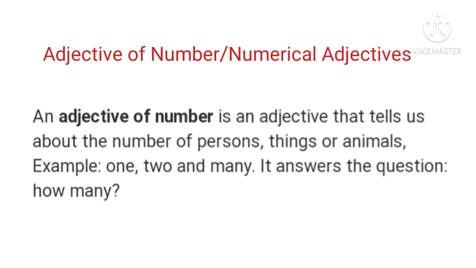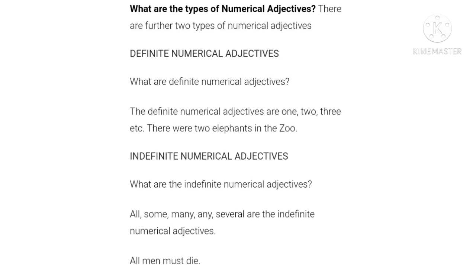Friends, an adjective of number tells us about the number of persons, things or animals. For example, one, two, many, etc. That means it answers the question how many. It is also called numerical adjectives. There are again two types of numerical adjectives, that is definite numerical adjectives and indefinite numerical adjectives.